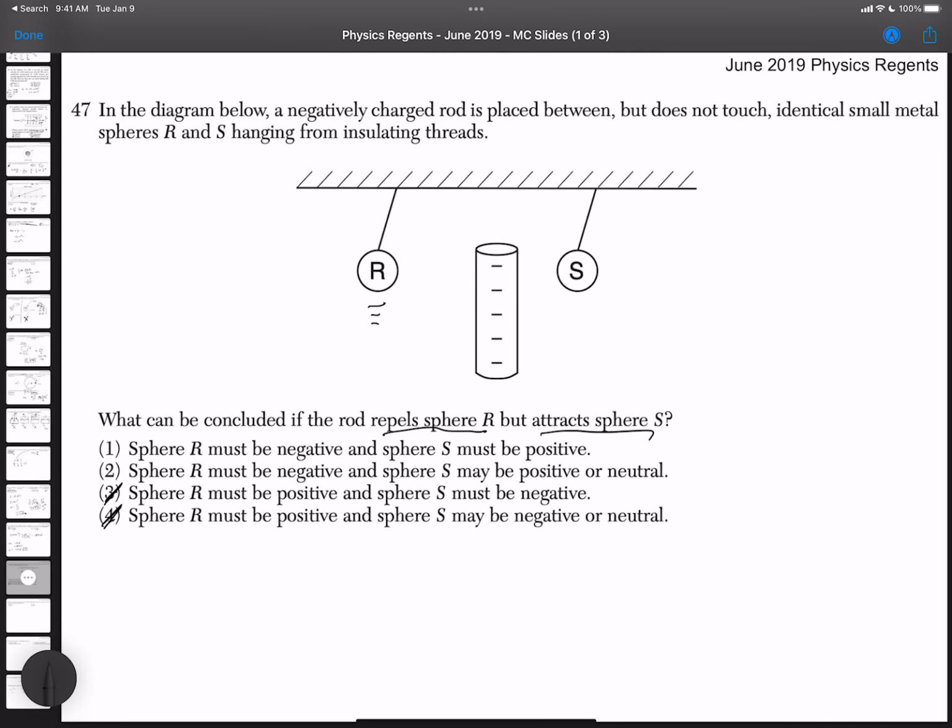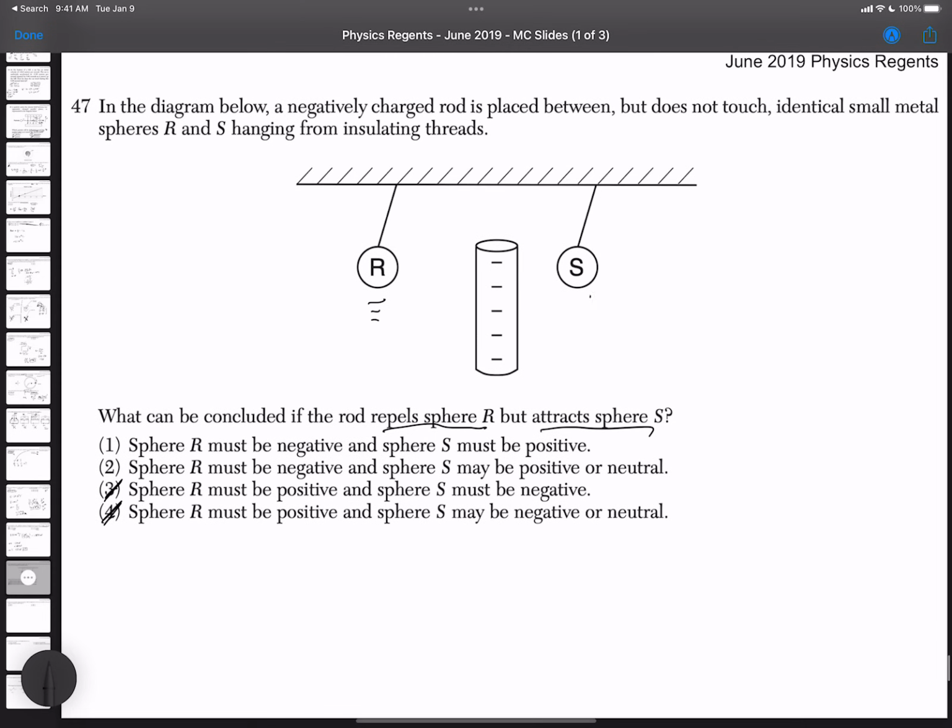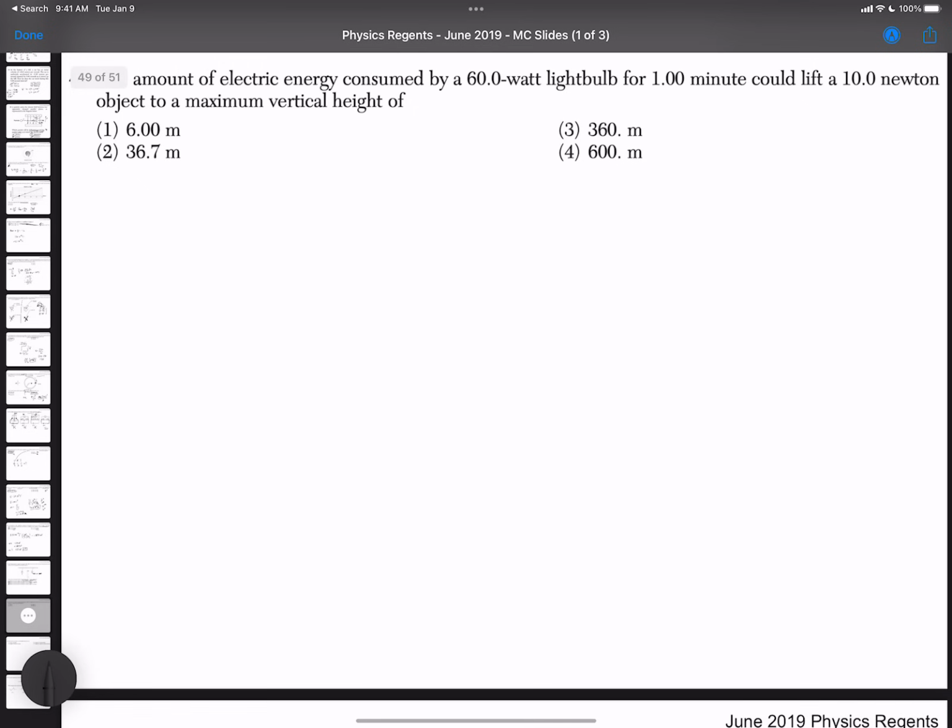To attract, however, something can either be neutral, and you would attract through polarization, or you could be oppositely charged, which means that sphere S doesn't have to be positive. It may be positive or it may be neutral. And so question 47, the answer is 2.